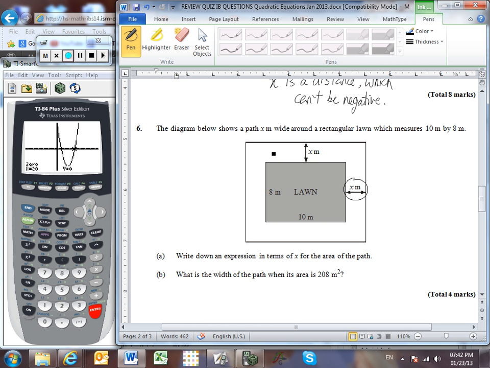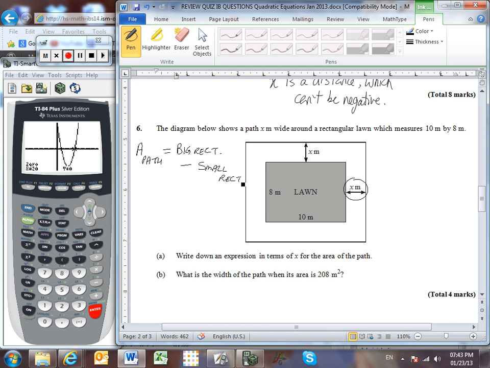Well, that's difficult to see at this stage. What I can see, though, is that the overall area of the entire thing right here, subtract the lawn, would leave me with this path area around the outside. So let's see if we can do that, okay? So the area of the path equals the big rectangle minus the small rectangle. I'm just kind of writing down my thoughts here.